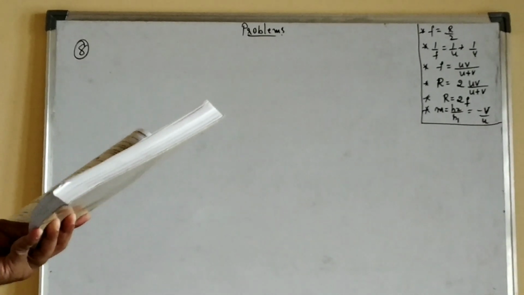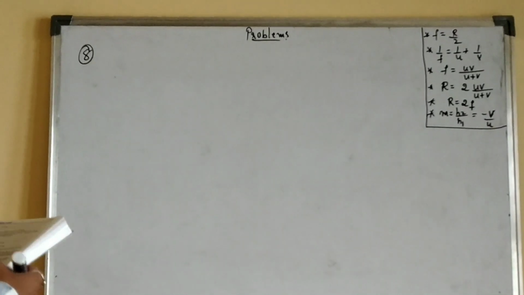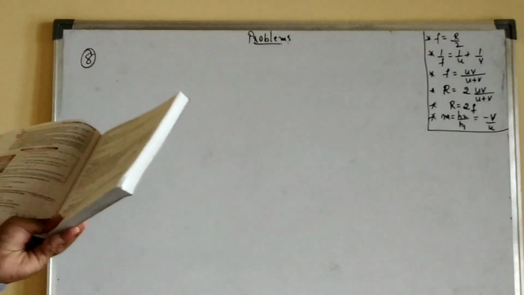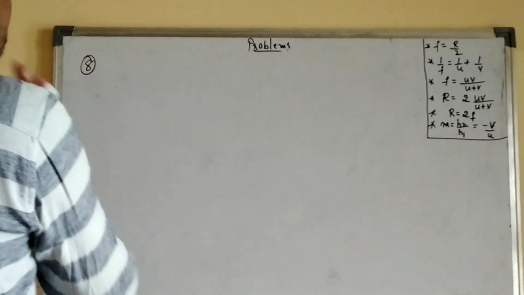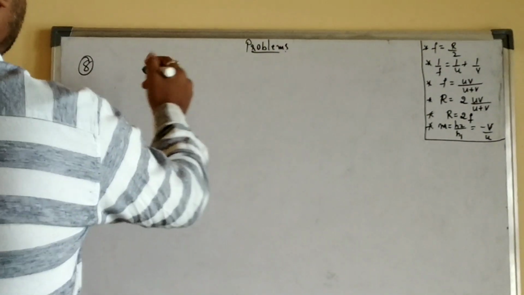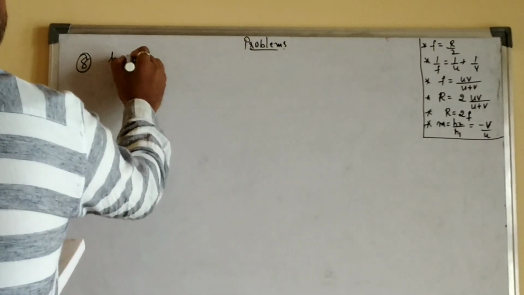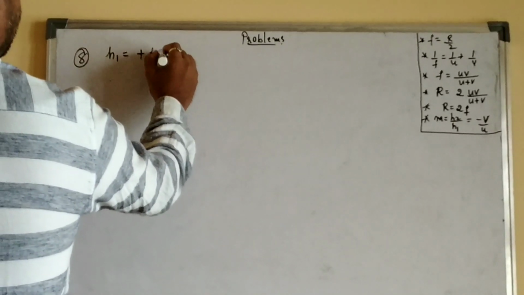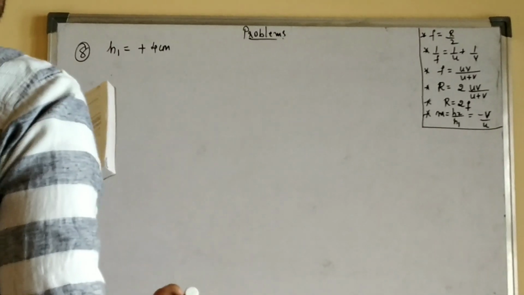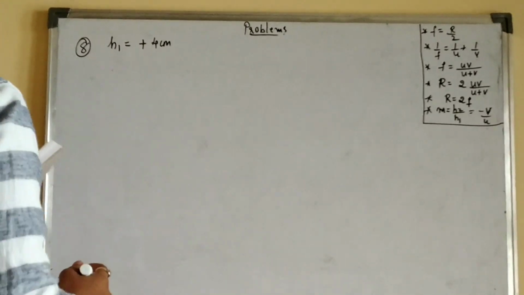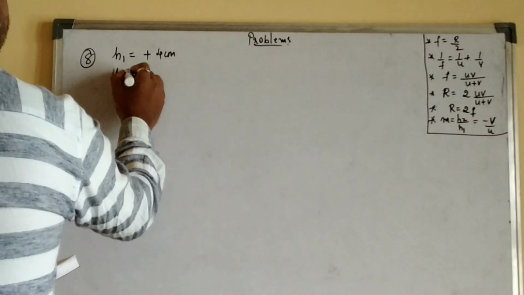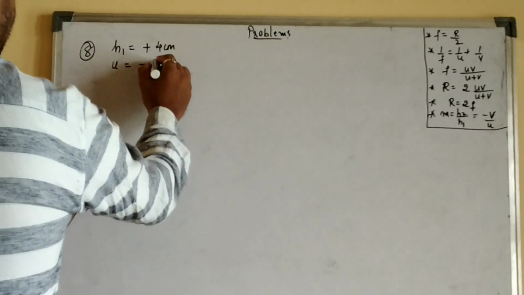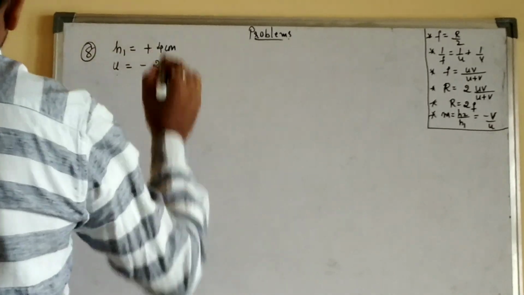So, an object 4 centimeter in size, which means the height of the object is above the principal axis, right? So h1 is equal to plus, that is positive 4 centimeter. Placed at a distance of 25 centimeter. So object distance, since it is a concave mirror, it is negative, that is minus 25 centimeter.